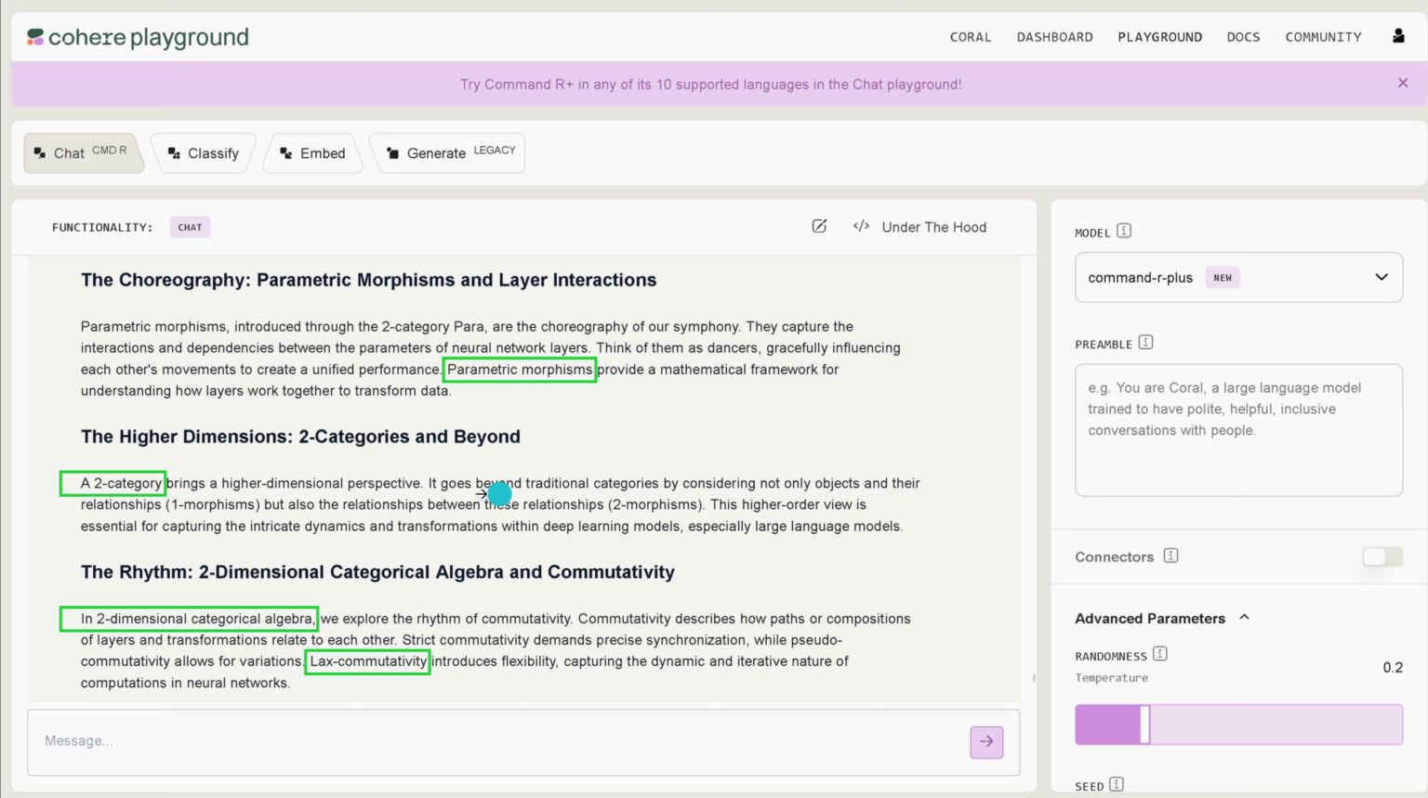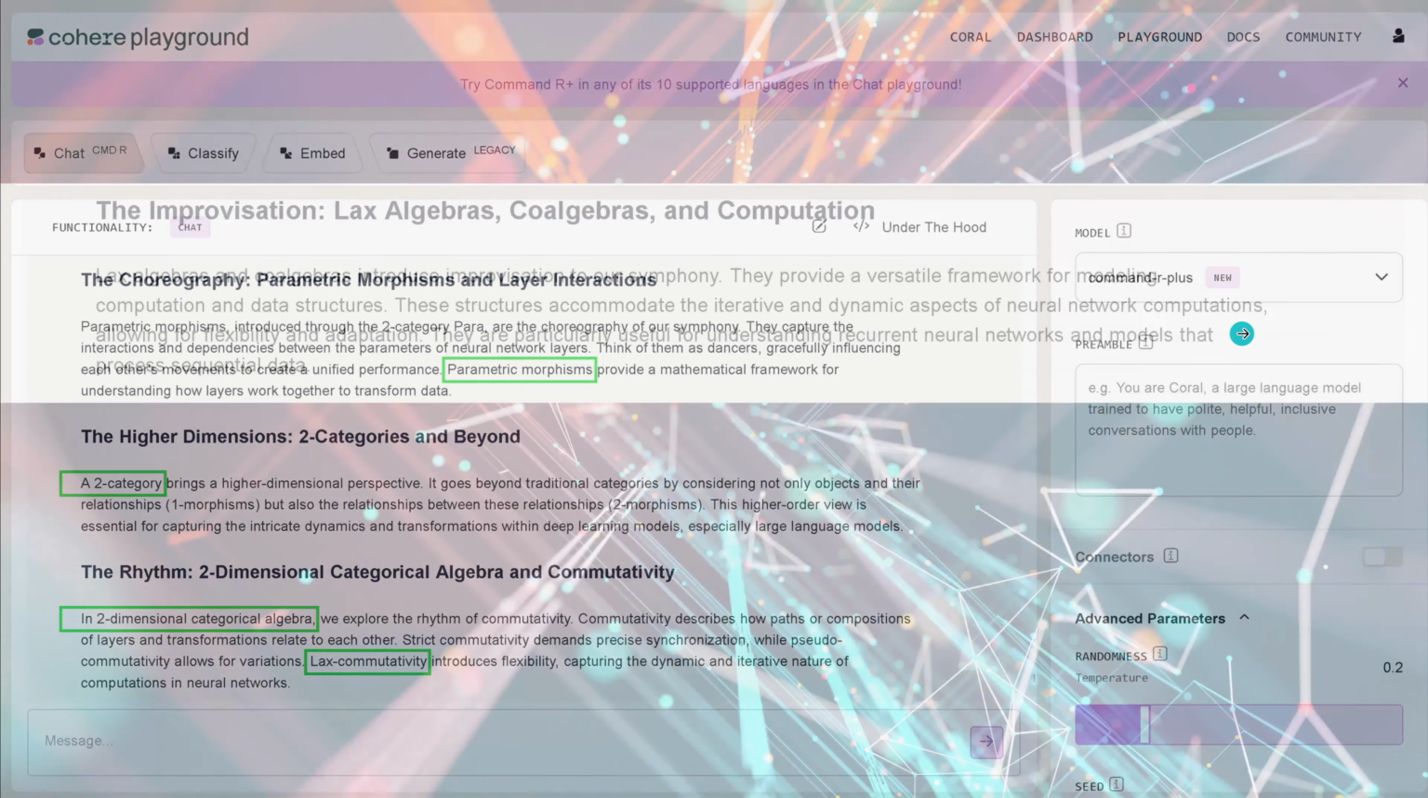Yeah, we go for the rhythm. Here we have a two-dimensional categorical algebra. Remember, commutativity is here the dominant feature. And in a two-dimensional categorical algebra, we explore the rhythm of commutativity. Okay. Commutativity describes how paths or compositions of layers and transformation graphs relate to each other. Okay, good. Yeah, I go with this.